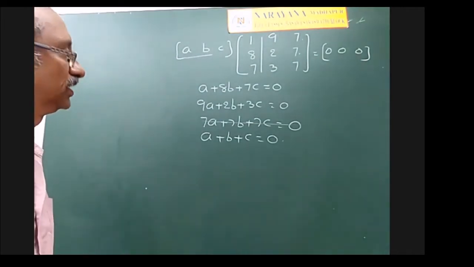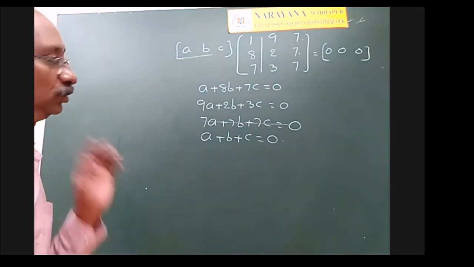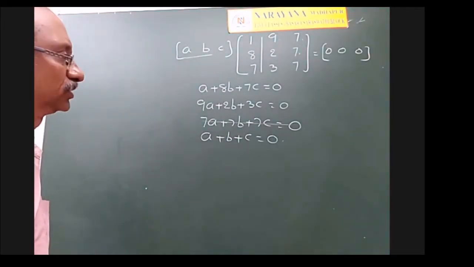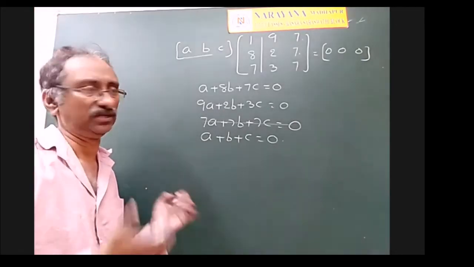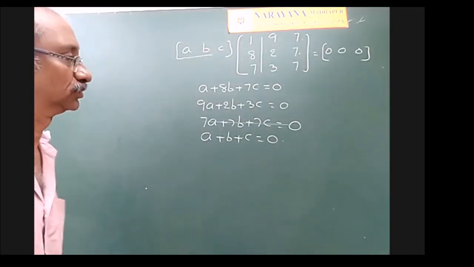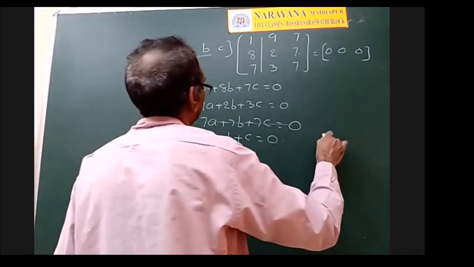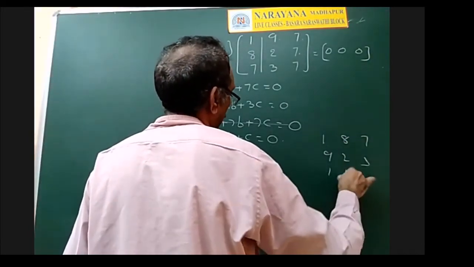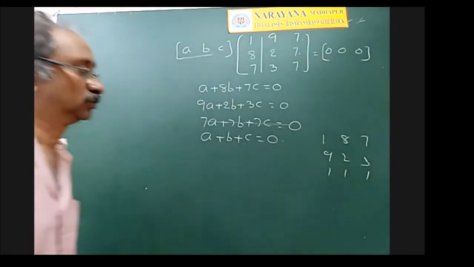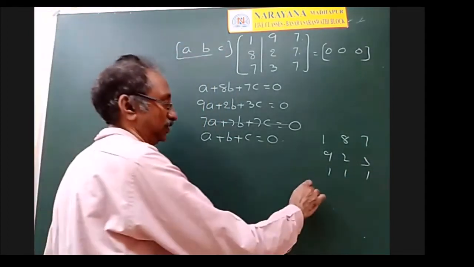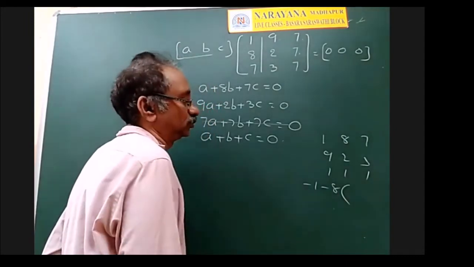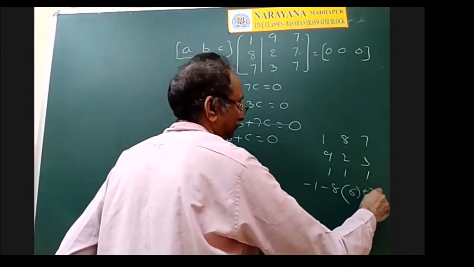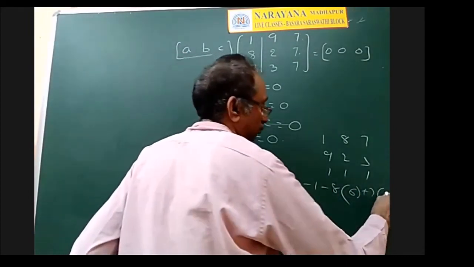Okay. Now the question is whether it contains infinitely many solutions or a unique solution. Because it is a homogeneous equation, definitely it will have at least one solution. So see the determinant 1, 8, 7, 9, 2, 3, 1, 1, 1. So 1 into 2 minus 3, minus 1, minus 8 into 9 minus 3, 6, plus 7 into 9 minus 2, 7.